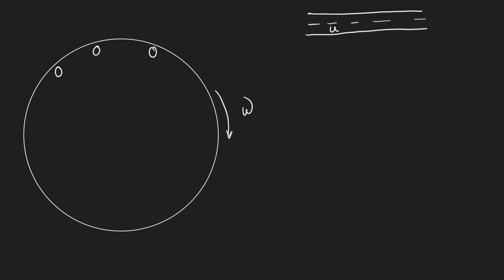Lowercase omega looks like that. It's like a W with a little flare. I'll say the word omega, but it stands for angular velocity. It represents how fast something's spinning. So all the people on this ride have the same angular velocity, because they're all part of the same thing and the whole thing's spinning at the same speed.